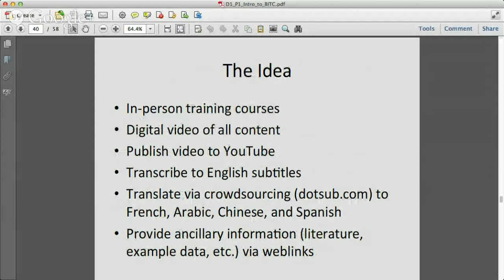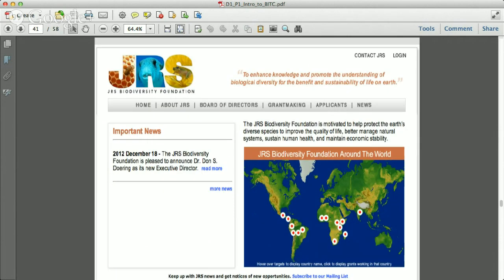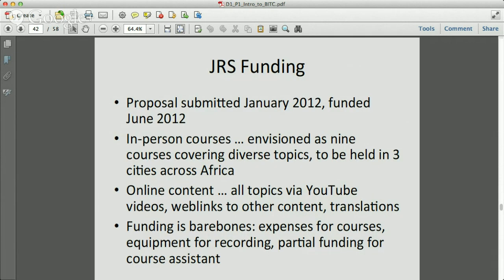So what's the idea? In-person training courses, digital video of all of the content. We publish the videos to YouTube. We transcribe to English subtitles. We translate via a crowdsourcing platform. And we provide ancillary information, literature, example data sets, whatever, via web links. The JRS Foundation invested in this idea as of June of 2012, and we've been working hard ever since.